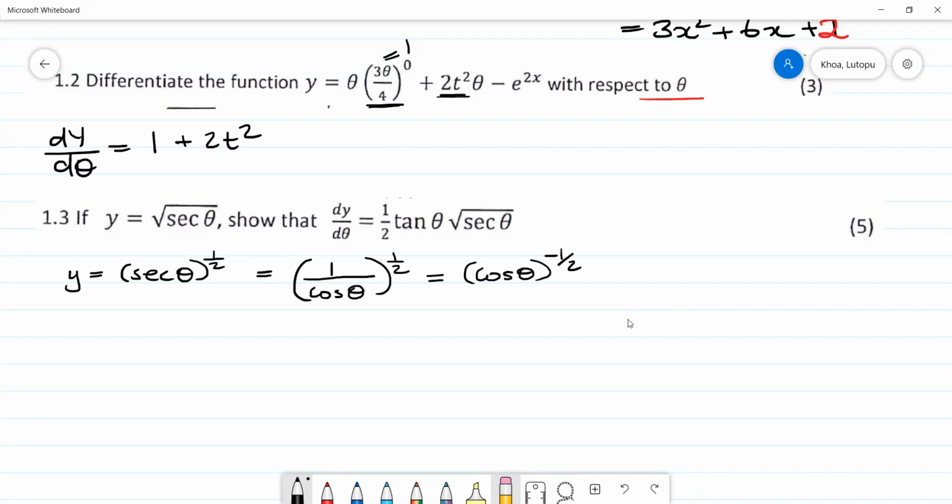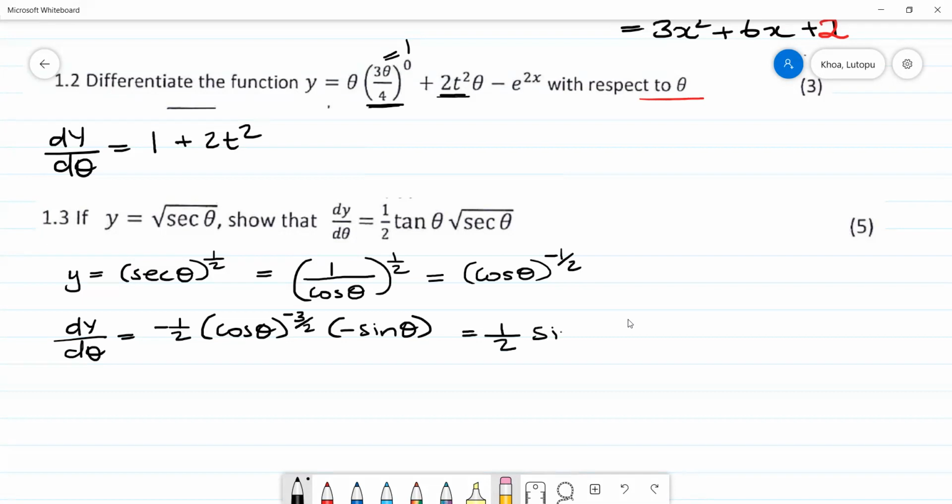And then we want to differentiate this using the chain rule. So dy d theta. On the outside, we have power negative a half, so negative a half should come down. Then cos theta to the power, it stays the same, of negative a half minus 1, is negative 3 over 2. And then we move to the inside. The derivative of the inside is negative sine theta. This negative and that negative will make positive. So I have a half sine theta times cos of theta to the power of negative 3 over 2.